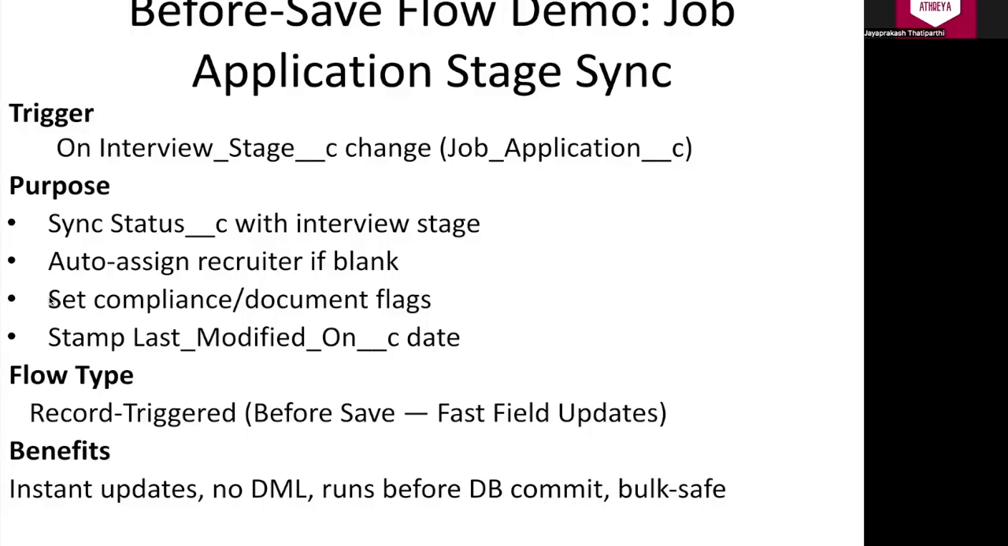The first requirement is to extend the before save flow so it automatically sets compliance and document flags on the job application record based on the provided business rules. The second is to enhance our recruiter assignment logic by tracking how many times each recruiter has been assigned in the current week. I have provided a PDF in the video description with detailed step-by-step instructions for completing both requirements.